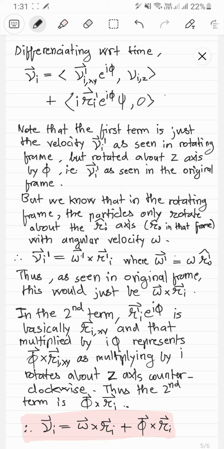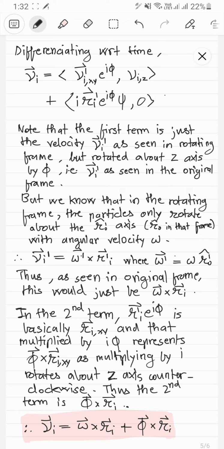Isn't that right? But we know that vi dash is just omega dash vector cross ri dash vector. Here I put that dash on omega to represent that it is seen in the rotating frame. So that would have been the thing, but then you are now seeing it from the original frame, and that's why it's just going to be omega vector cross ri vector.